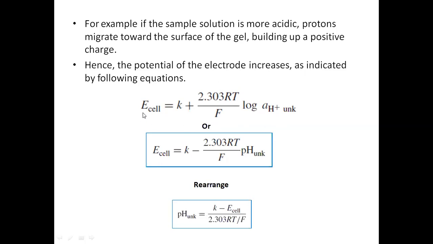Now if we convert this log activity of H plus ion into the pH form, we can rewrite this formula in this manner: E cell is equal to K minus 2.303 RT upon F into pH of unknown. Now it means E cell is inversely proportional to the pH. It means if the potential is high, pH is low. If the potential is high, pH is low.